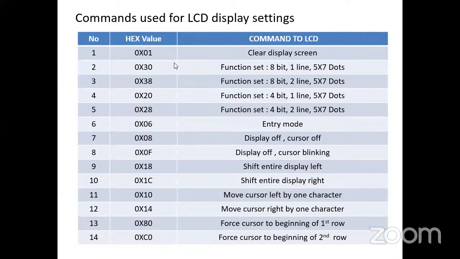Okay, here are the commands we will provide to the LCD. 01 is clear display. 30 is function set first line. 38 is function set. Here, if we provide 20, it sets function set to 4-bit. That is the 8-bit, this is the 4-bit. So here we will connect only four pins.